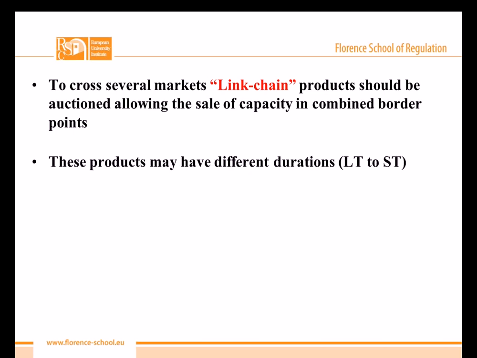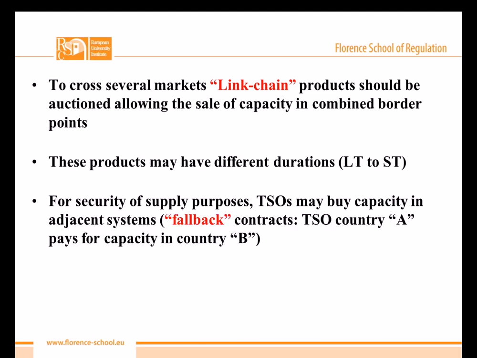These link chain products should be auctioned, and then they will allow the sale of capacity in combined border points. Of course, these products may have different durations because we have different markets, from long term, 15 years, to short term, 1 month. To this, I add something else. For security of supply, TSOs may buy capacity in adjacent systems.